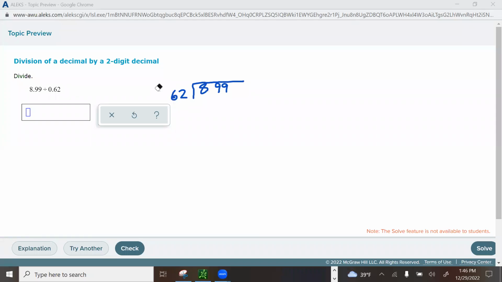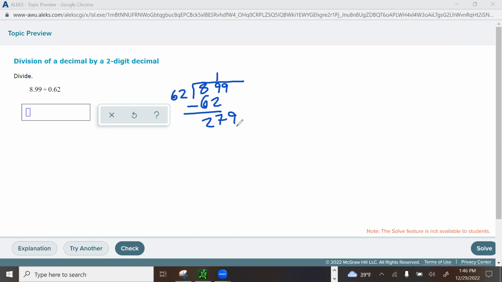Let me grab my little eraser. So it's going to end up being 62 divided by 899. Does 62 divide into 8? No. Does it divide into 89? Yes, 1 time, so I put it right above the 9. And then 1 times 62 is 62. I subtract, and I get that. And I bring down the next digit.